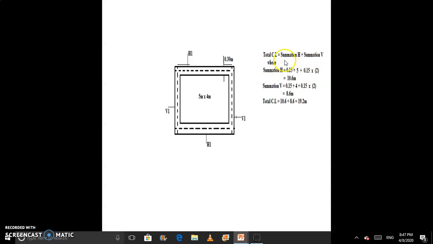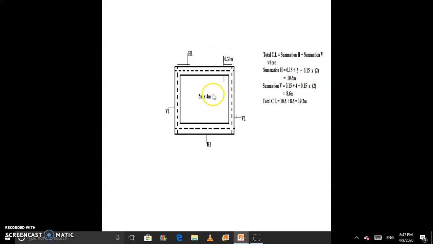For that we have one formula, that is summation H plus summation V. Here H is the horizontal and V is the vertical, and in our plan dimension here 5 is the horizontal and 4 is the vertical. So we have to find the total center length. For that we have to count summation H and summation V. Summation H is equal to 0.15, here this is the 5 and here also 0.15. So we get 0.15 plus 5 plus 0.15 is equal to 5.6.